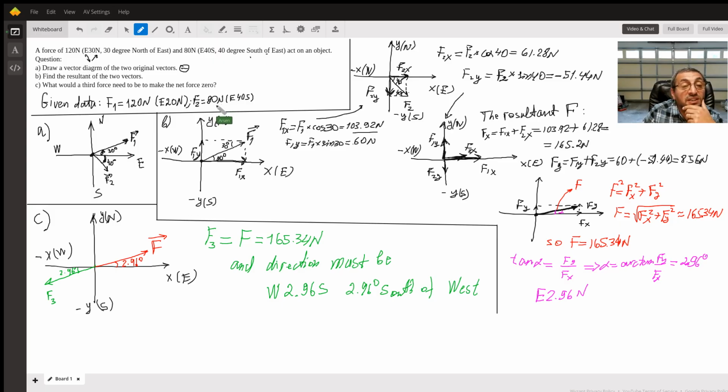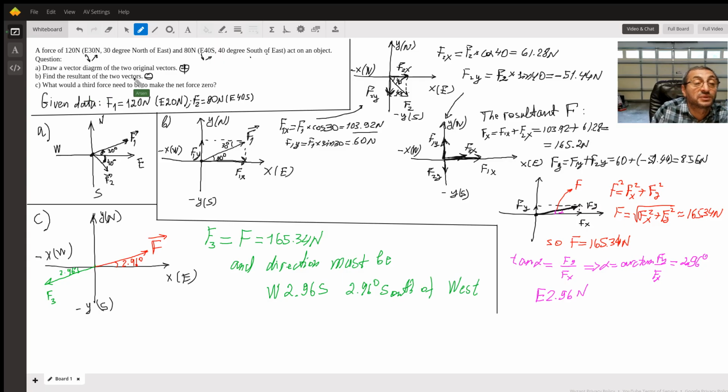The second force will be 80 Newton and the direction will be 40 degrees south of east. South of east means again we start drawing our angle from east and then towards south. So it will be from east towards south. This will be 40 degrees. So question number one we already did. Now let's move to the second question.